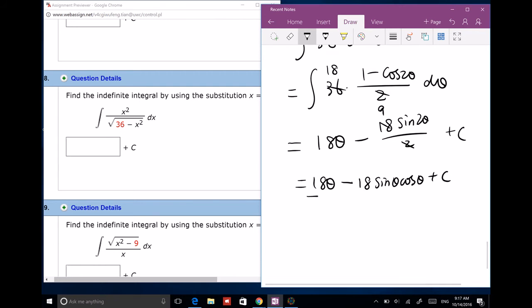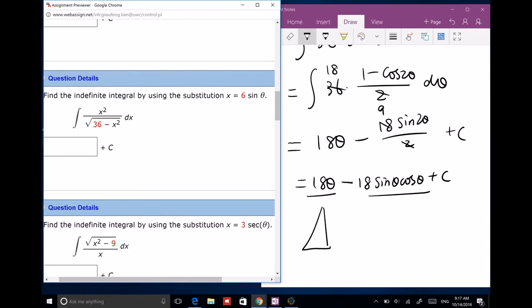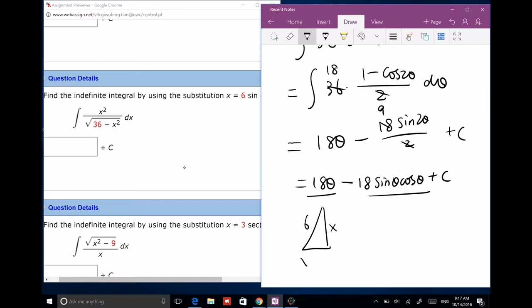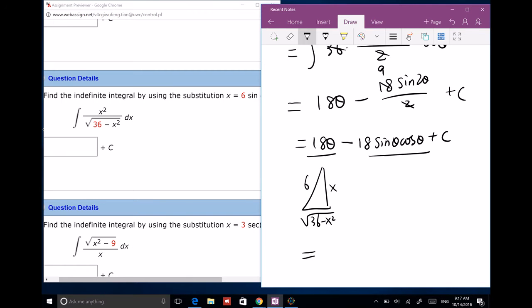So what you need to do, you convert using the triangle back into x. So sine theta equals x over 6. So this is 6, this is x, and the other side is the square root of 36 minus x squared. Then 18 theta, theta equals arc sine of x over 6. So this is theta. So the answer is 18 arc sine of x over 6, minus 18 times x over 6, and the other one is another over 6, times the square root of 36 minus x squared, plus c. Does that make sense, everyone?